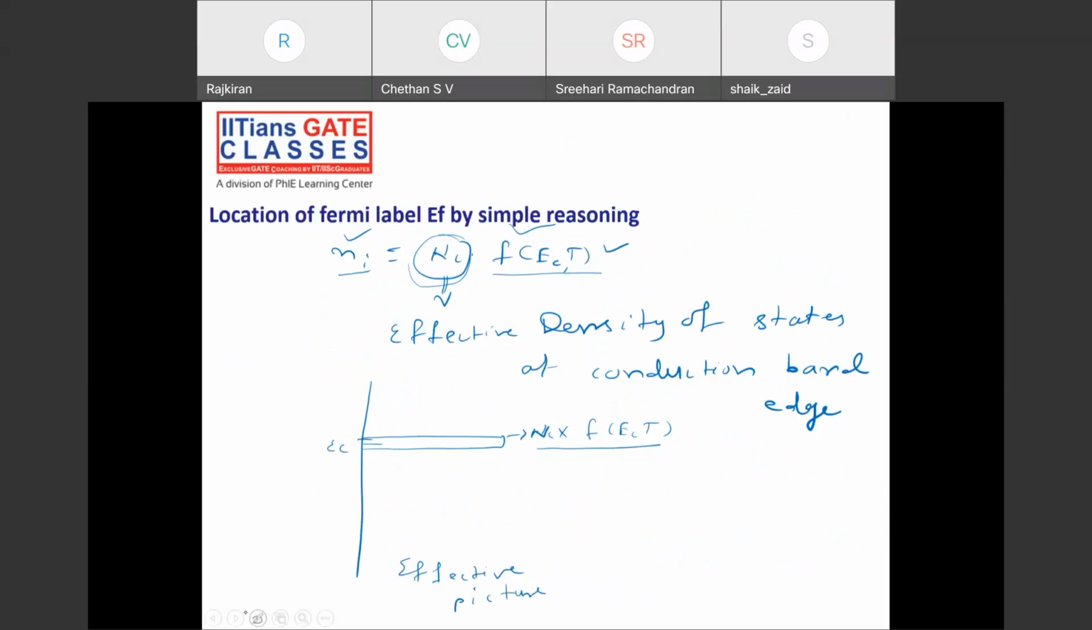What is the real picture? The real picture is this: at EC, this is my NC, and this is my probability density function. If you multiply these two and integrate, I will get this. This is the real picture. So mathematically, how is it done? If there are NC states at this point and I multiply with F(EC), then I will get this concentration. Clear? Okay. So all of you clear now?